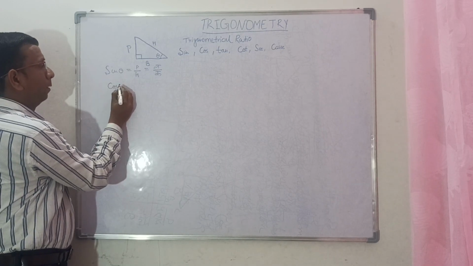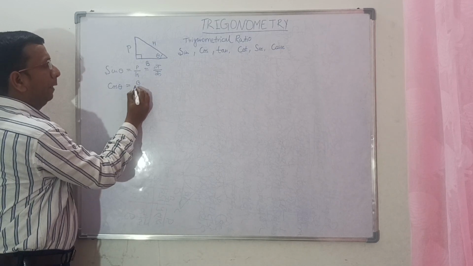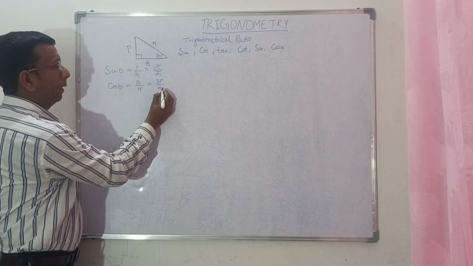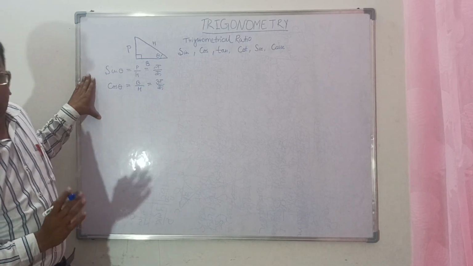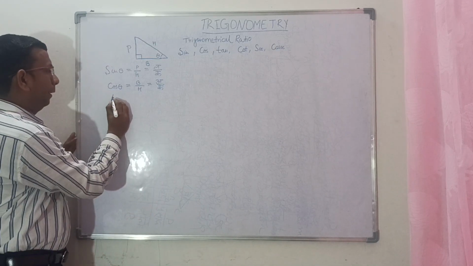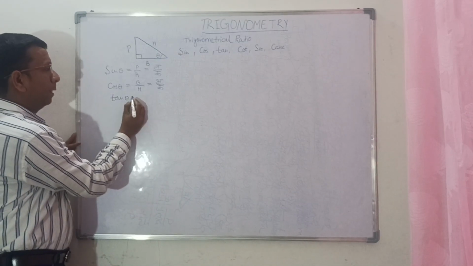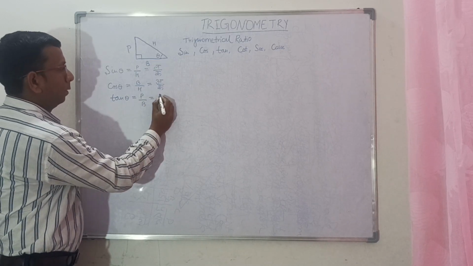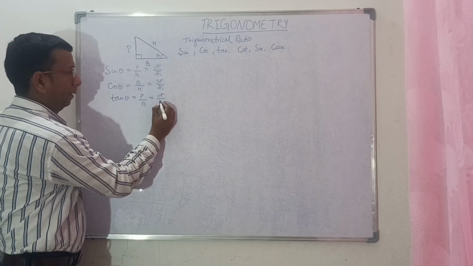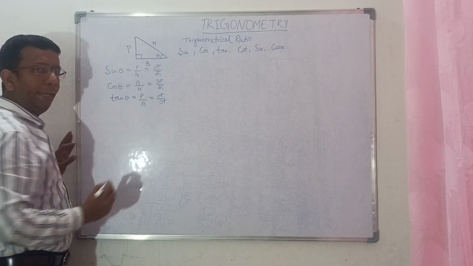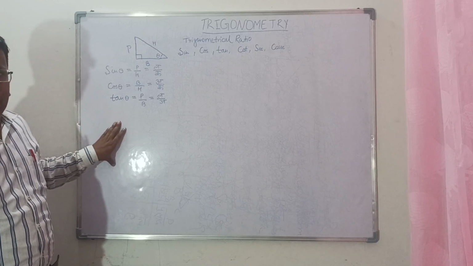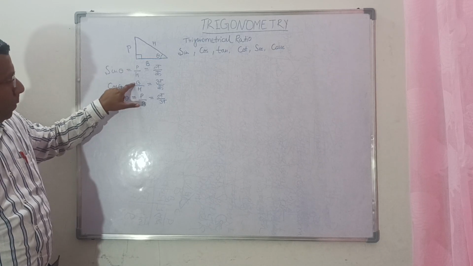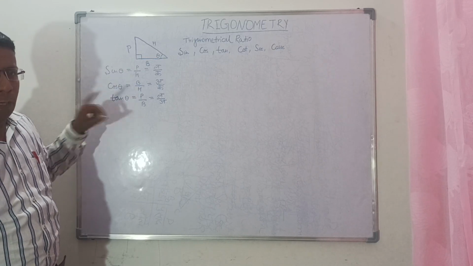Cos theta is base upon hypotenuse. In Hindi, आधार बटे कर्ण. Tan theta is equal to the perpendicular upon base. This is the लंब बटे आधार. Okay, in this section, we know that sine is the perpendicular upon hypotenuse, cos is base upon hypotenuse and tan is perpendicular upon base.